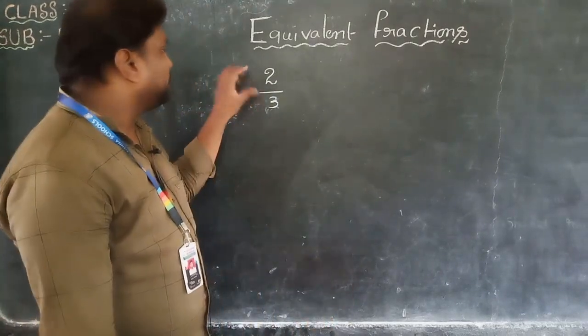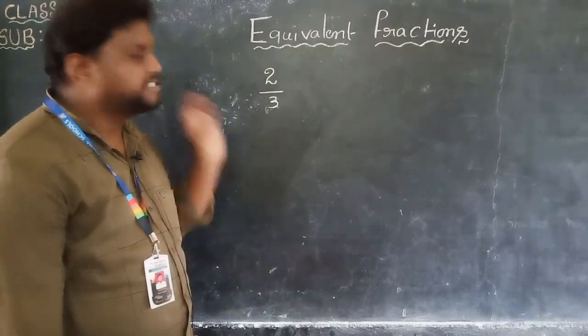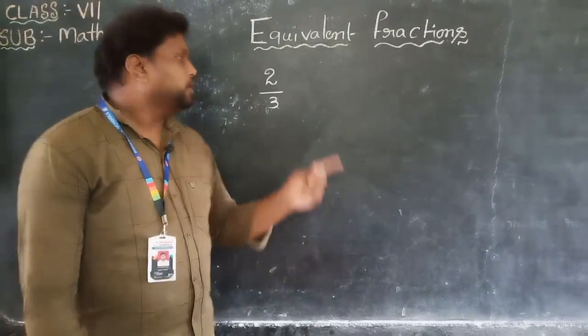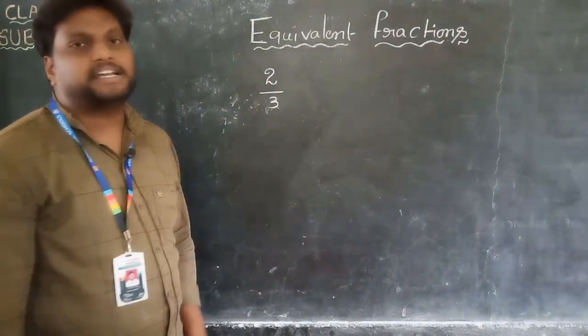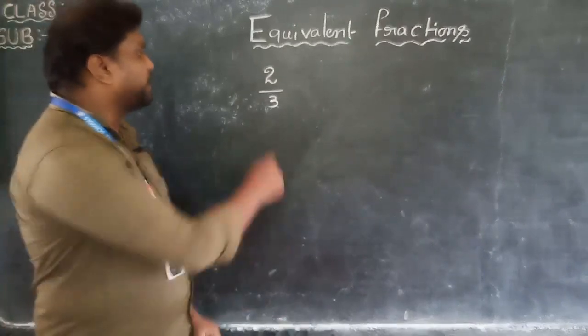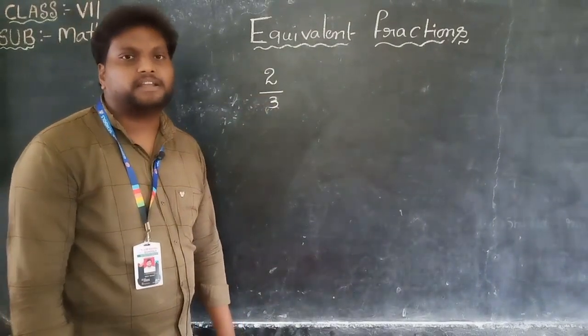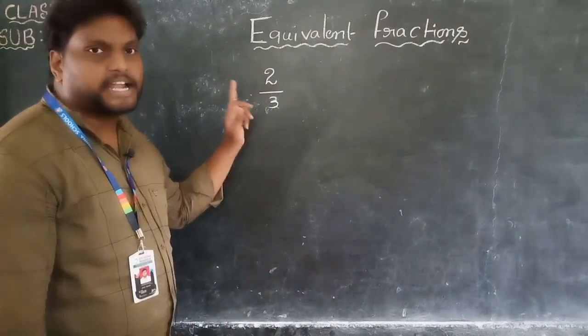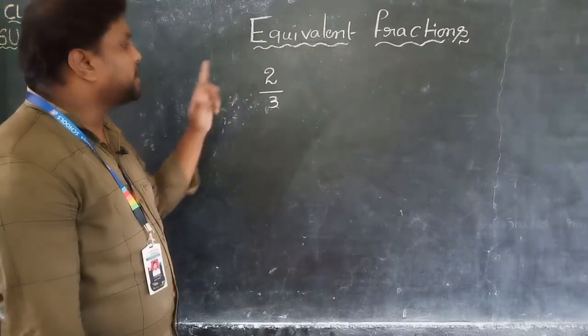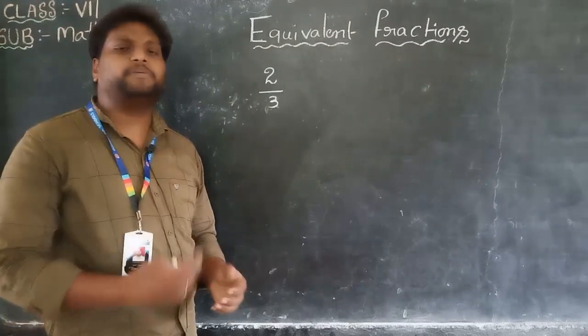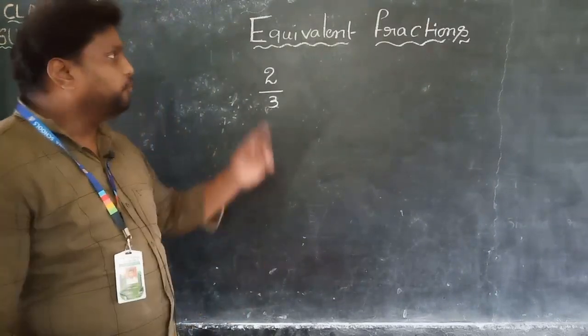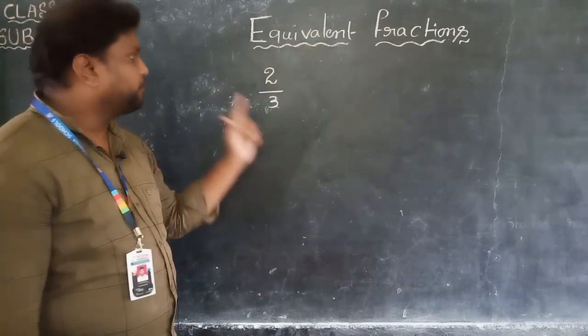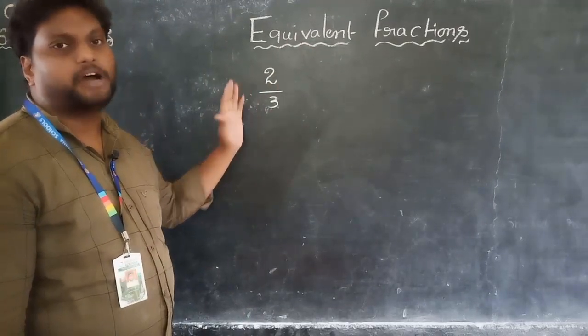In that, 2 is the numerator and 3 is the denominator. Already we know 2 is the numerator and 3 is the denominator. For this fraction, first of all, you have to check whether it is in standard form or not. What is the meaning of standard form? Before going to equivalent fractions, first I will check whether this is the standard form or not.